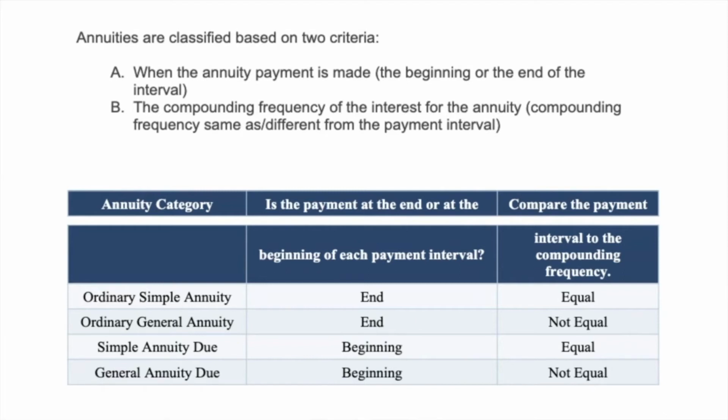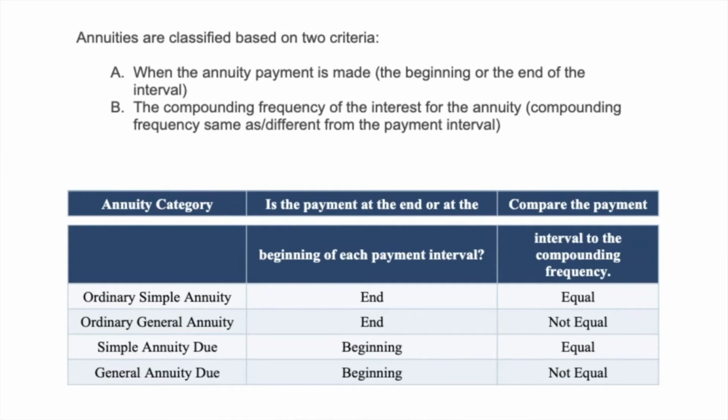And because there is a slight difference, that's what's called an ordinary general annuity. And the ordinary general annuity needs one more step in the calculation. Otherwise, the mechanics of it are pretty much the same, but there's one more step that you need to do. So in an ordinary general annuity, the payment is made at the end of the period, and the payment interval and the compounding frequency are not equal.